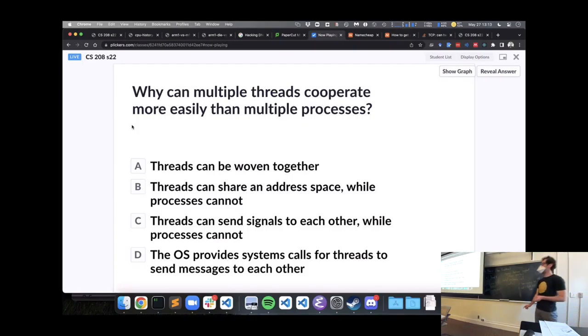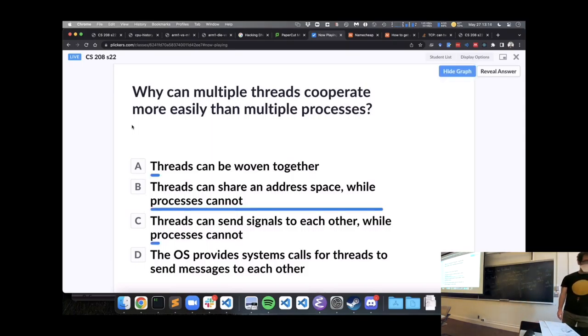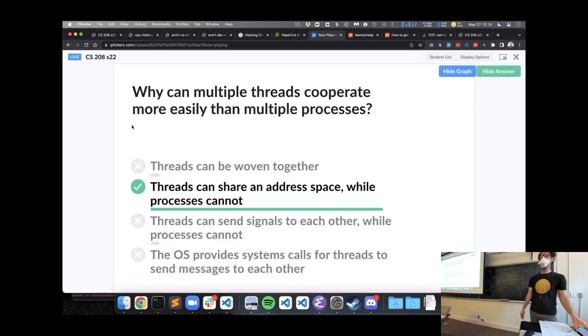Why is it that multiple threads can cooperate more easily than multiple processes? Lots of votes for B. That's excellent. It's because they are sharing memory through an address space. That's how the cooperation occurs. Any questions on this one?